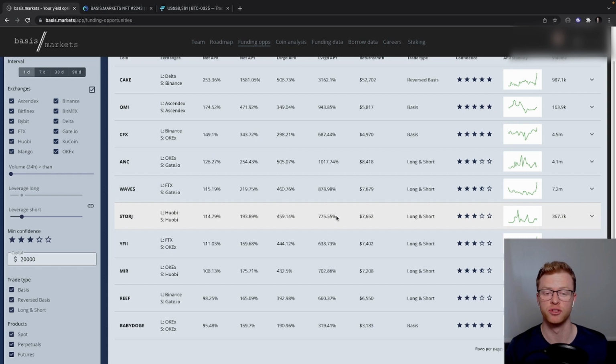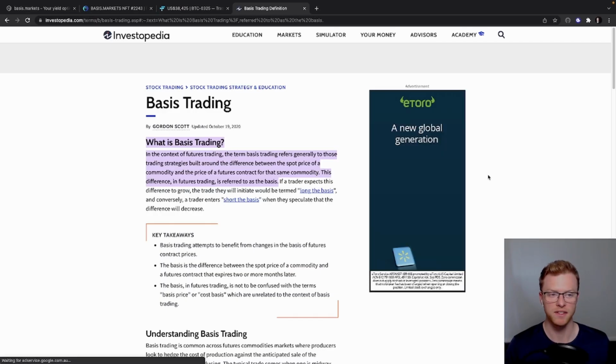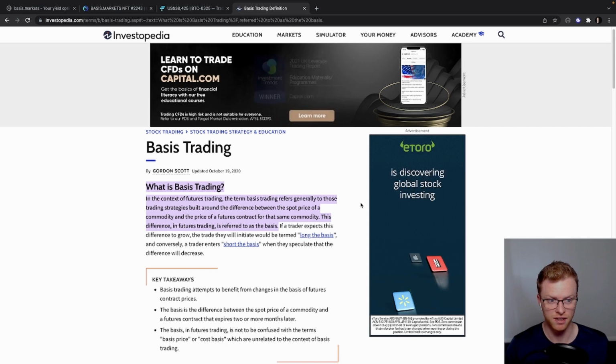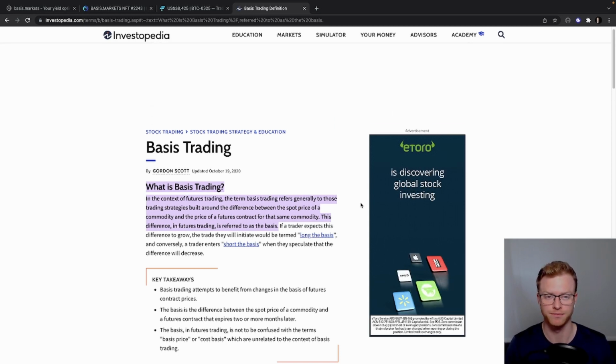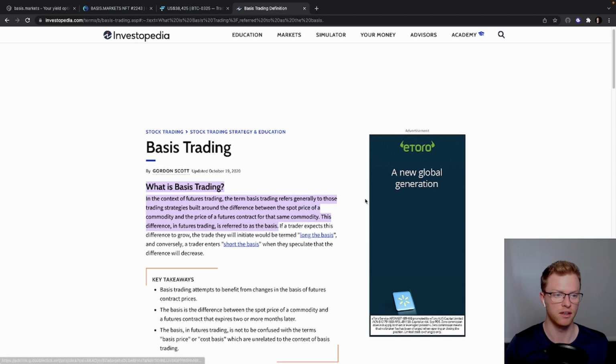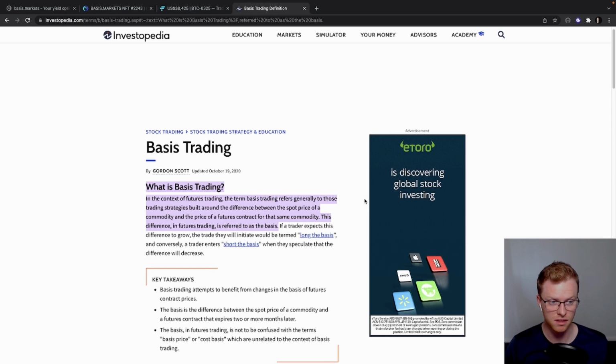So that now brings us to the trade types that can be executed on the basis trade engine. You'll see here in the bottom left corner, you've got trade types, the first one being basis. So what is a basis trade? A basis trade is in the context of futures trading. In cryptocurrency, that can mean the traditional futures products that we just spoke about, or the perpetual swaps, perpetual futures contract. In the context of futures trading, the term basis trading refers generally to those trading strategies built around the difference between the spot price and the futures price for that same asset.